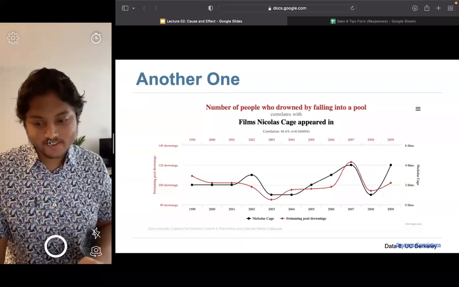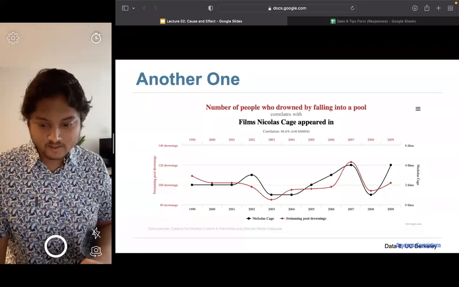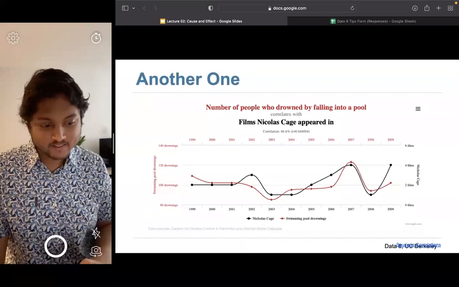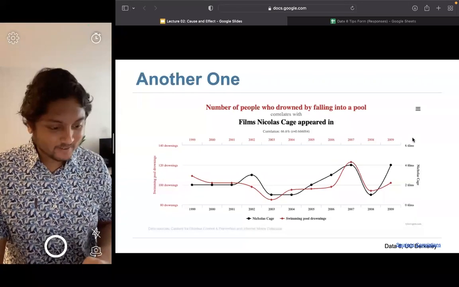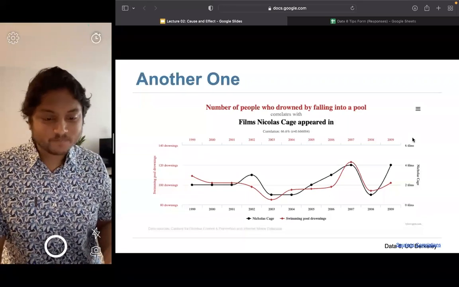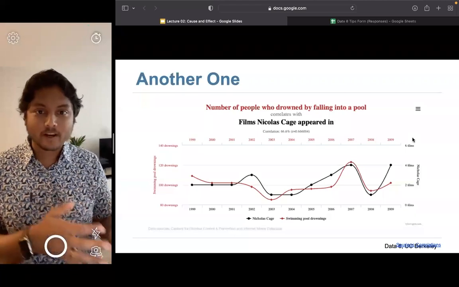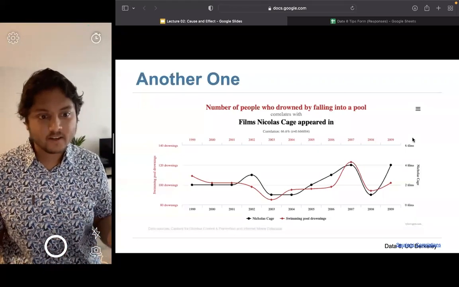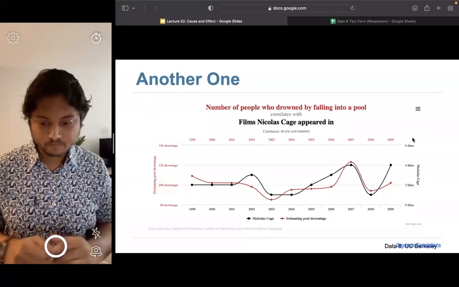Oh, that's such a good explanation. Nicolas Cage inspires people to be more adventurous, and so they jump into the pool. Yeah, that is maybe cool. So that's how you can see that there are lots of cases where things move together, but not necessarily one causing another. There could be lots of other factors at play.